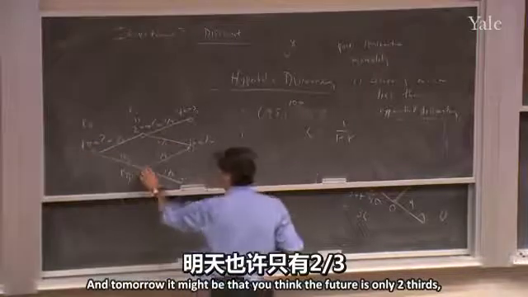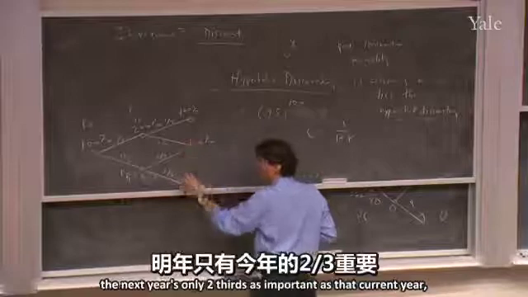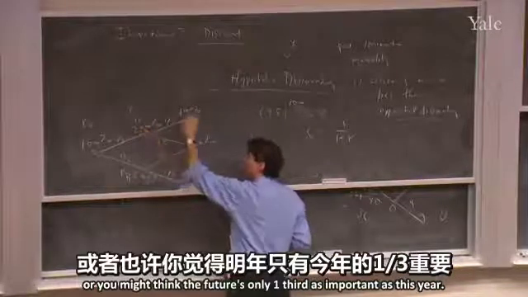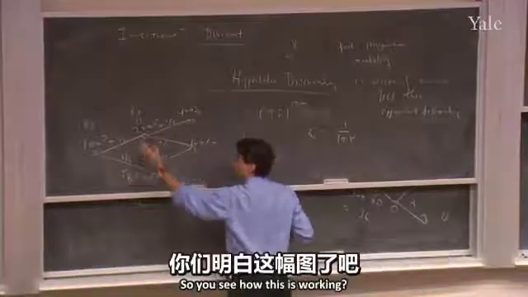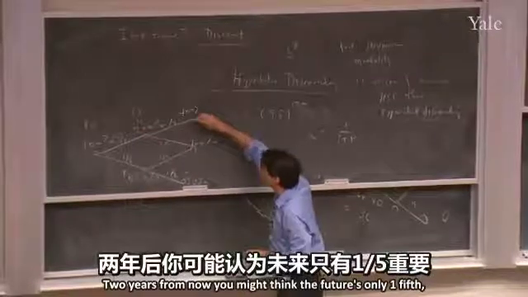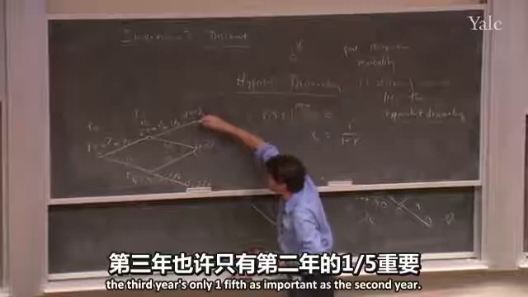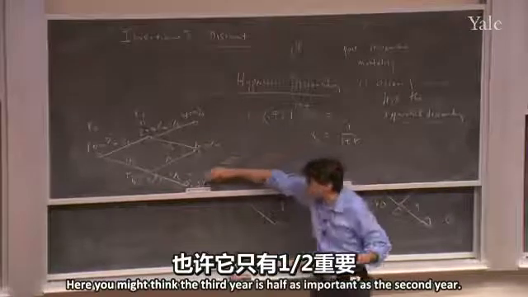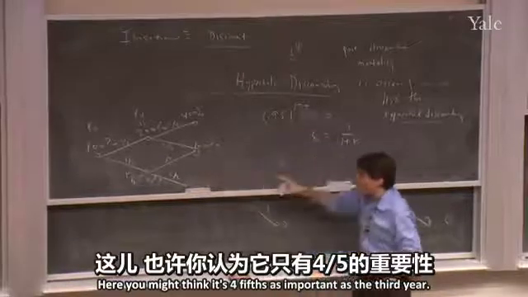Okay, and tomorrow, it might be that you think the future is only 2/3. The next year is only 2/3 as important as that current year. Or you might think the future is only 1/3 as important as this year. So you see how this is working? Two years from now, you might think the future is only 1/5. The third year is only 1/5 as important as the second year. Here you might think the third year is half as important as the second year. Here you might think it's 4/5 as important as the third year.